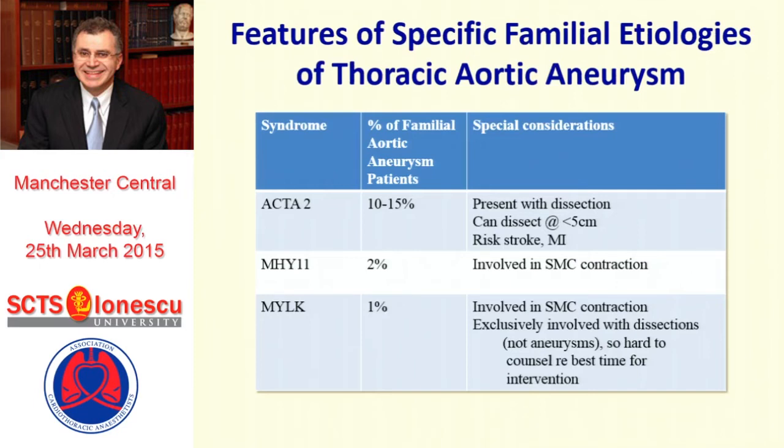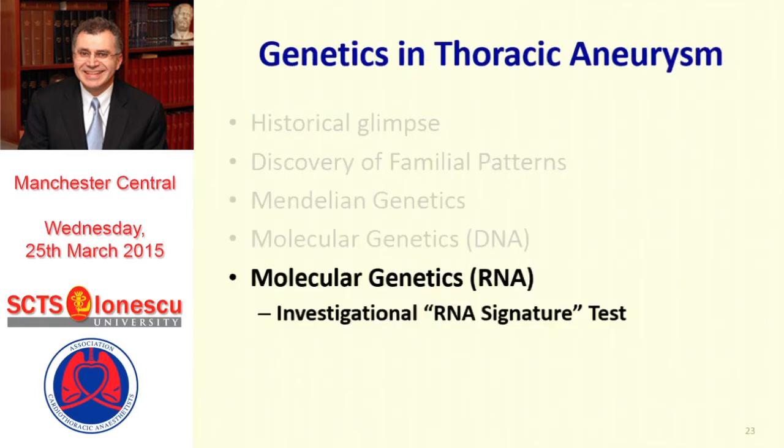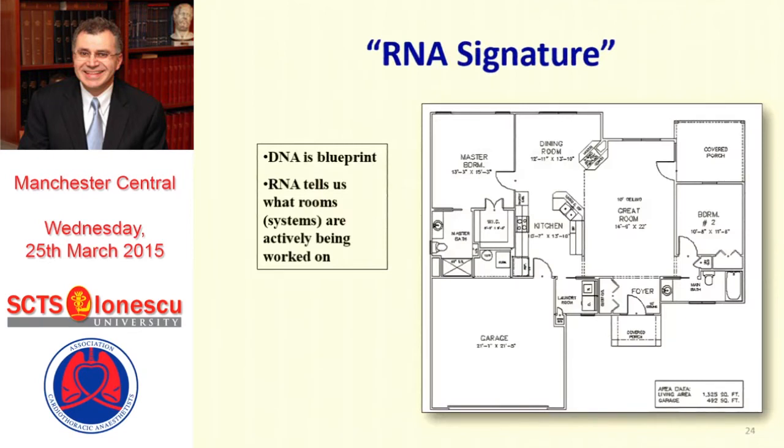Now, why is this important to know all these mutations? We'll hear more from Diana, but there are certain mutations that allow the aneurysm to disobey the usual criteria for its behavior, specifically to dissect at a small size or unpredictably even without an aneurysm. And those are the ACTA2 and the MYLK mutations. So here, we're beginning to be able to treat the disease differently depending on the specific mutation that the patient manifests. And we're excited about this RNA signature test.